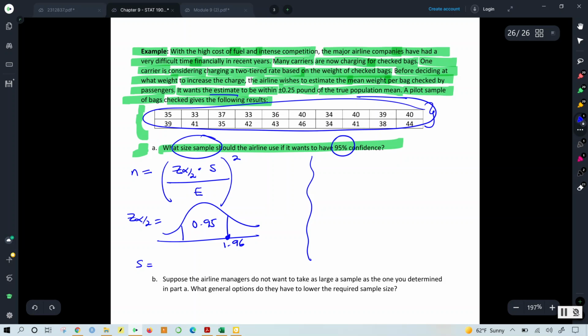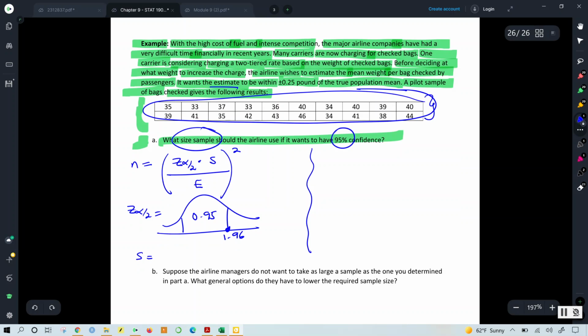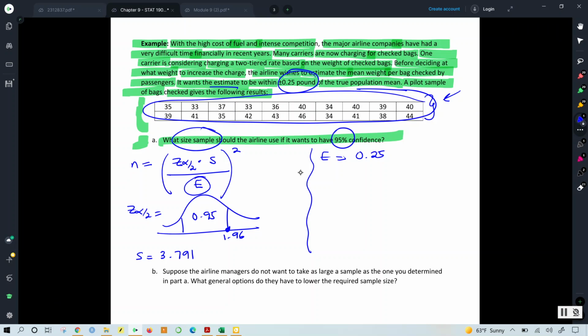So we have to find the sample standard deviation of this data set. You are more than welcome to type this data into StatCrunch and compute the standard deviation. You will get 3.791 approximately. And then with that, we need the margin of error. The margin of error, E, was given as 0.25 pounds. So we have every ingredient we need. So we're good to use the formula.